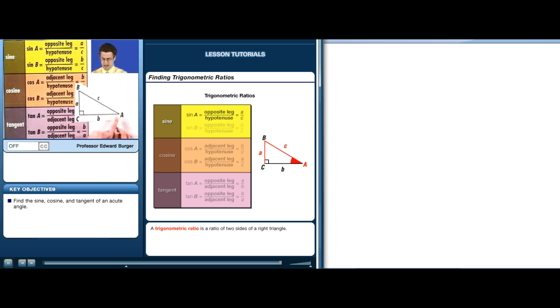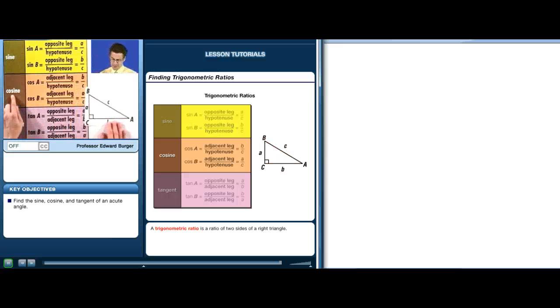If you want to find the sine of the angle B, then you consider the opposite leg of B, which is little b, divided by the hypotenuse. But it's always, for either of these acute angles, the sine of an acute angle is always going to be the opposite divided by the hypotenuse. That's the little code in my head that allows me to remember this.